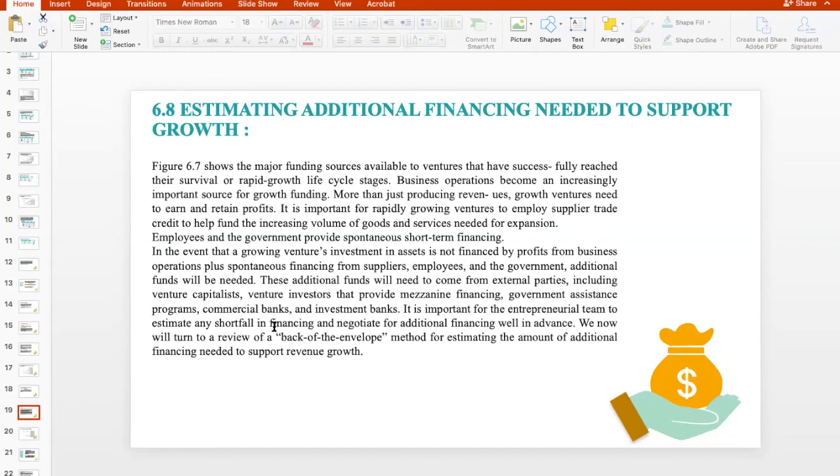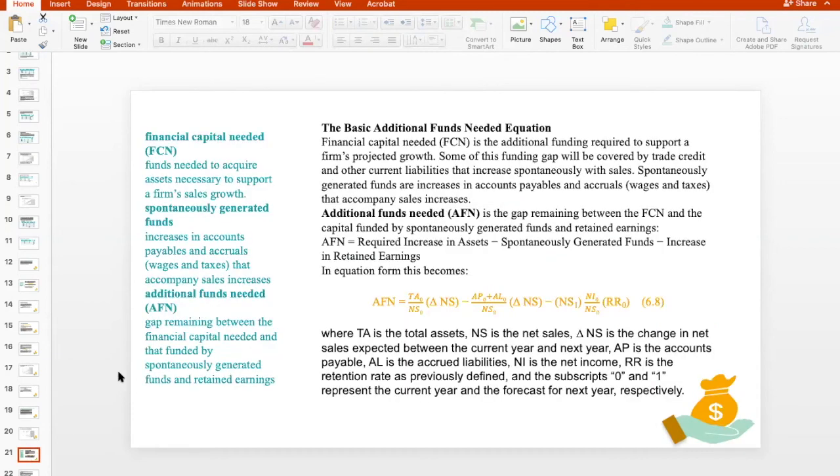So we now will turn to a review of a back of the envelope method for estimating the amount of additional financing needed to support revenue growth. So this is the basic additional funds needed equation. So the financial capital needed is the additional funding required to support a firm's projected growth. Some of this funding gap will be covered by trade credit and other current liabilities that increase spontaneously with sales.